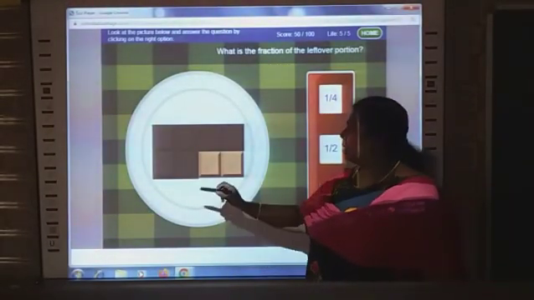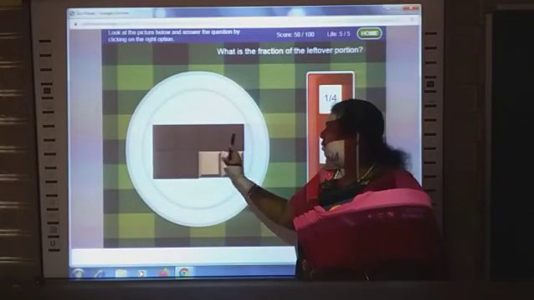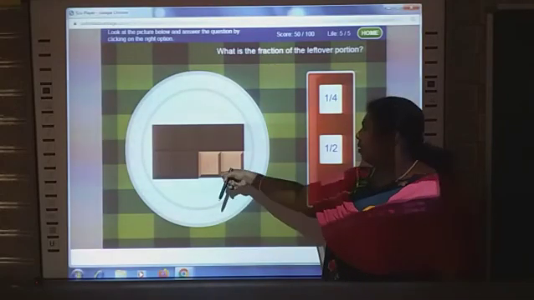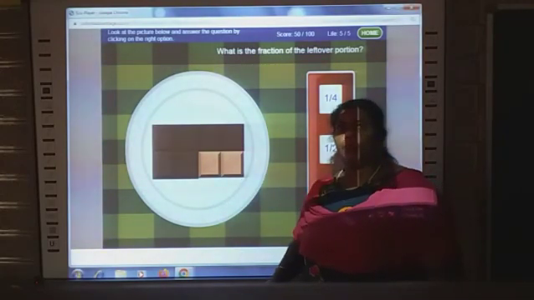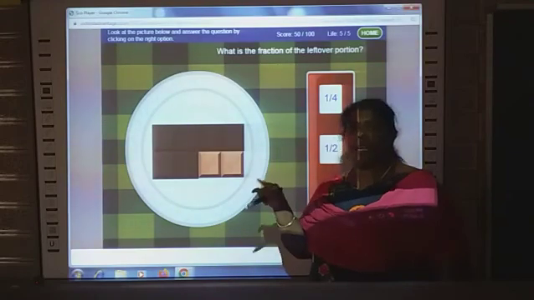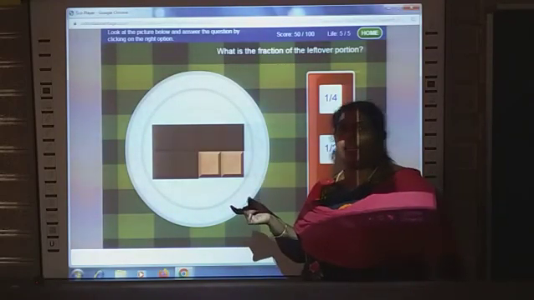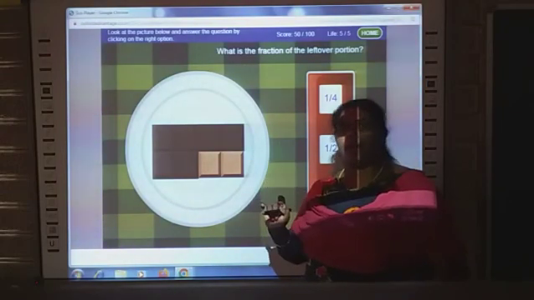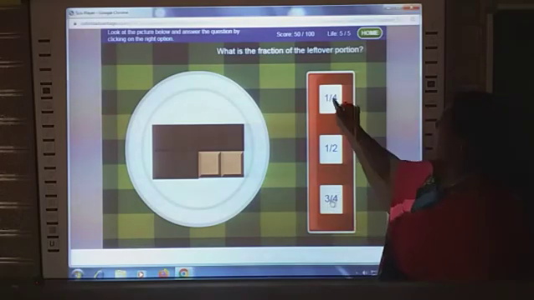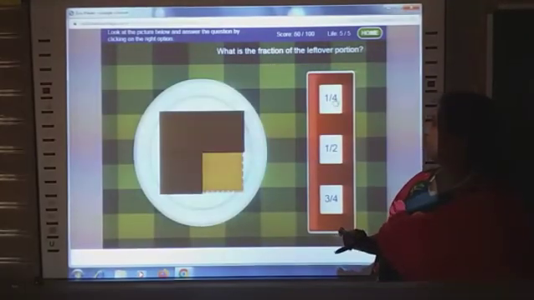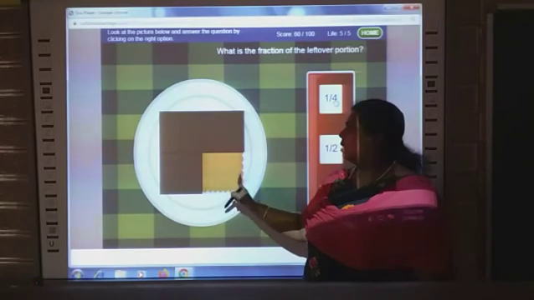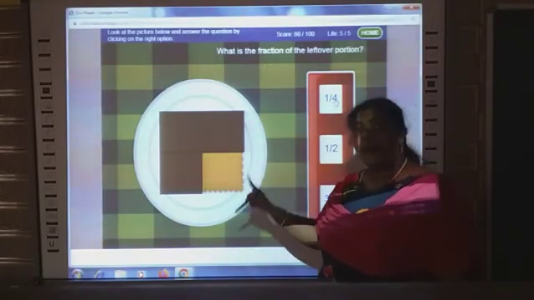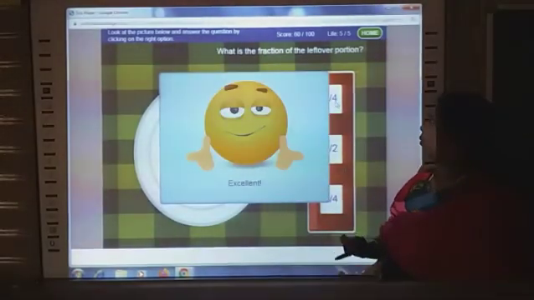Here the chocolate, it's divided into how many pieces? 1, 2, 3, 4, 5, 6, 7, 8. 8 pieces. How much is left over? Only 2 pieces. The answer is 2 divided by 8. Isn't it? 2 divided by 8 means how much will it come? 1 by 4. If you reduce, you will get 1 by 4. Understand? 1 by 4. Here this chocolate, it's divided into 4 pieces. How many pieces left? Only 1 piece. So the answer is 1 by 4.